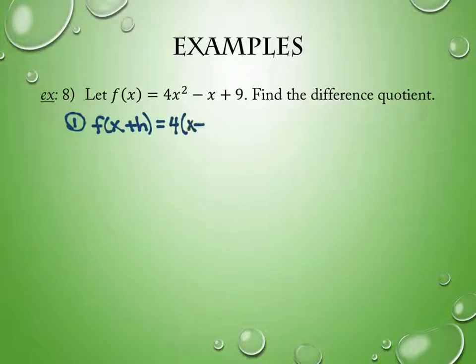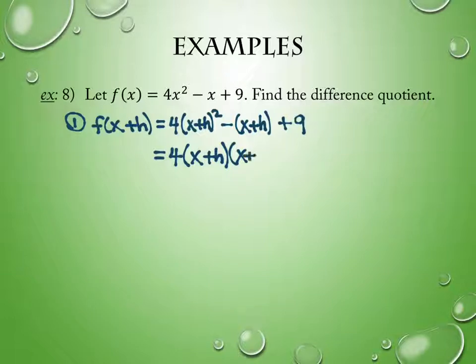So I'm going to have 4 times x plus h squared minus x plus h, and then plus 9. I replace the x's with x plus h. All right. So x plus h squared means I have x plus h times x plus h. I can distribute the negative through this. This is negative x minus h plus 9. And I'm going to multiply by my 4 last. I think that actually makes it easier to work with myself. If you don't want to do it that way, that's fine.